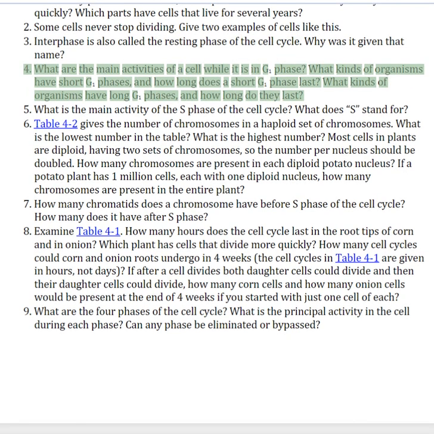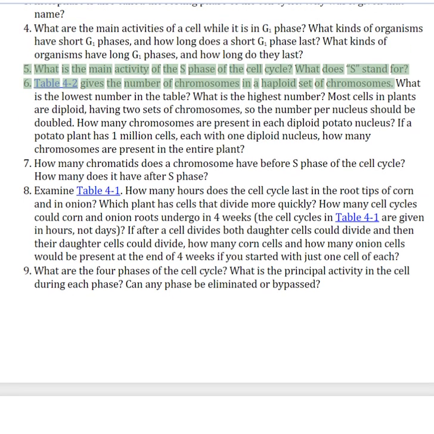4. What are the main activities of a cell while it is in G1 phase? What kinds of organisms have short G1 phases, and how long does a short G1 phase last? What kinds of organisms have long G1 phases, and how long do they last? 5. What is the main activity of the S phase of the cell cycle? What does S stand for?